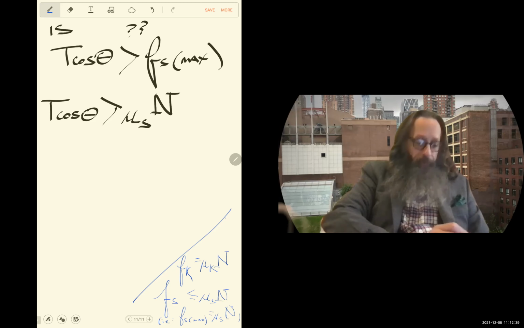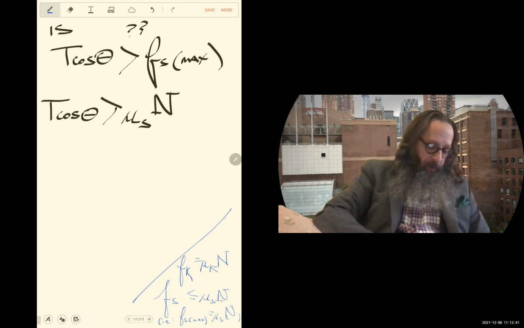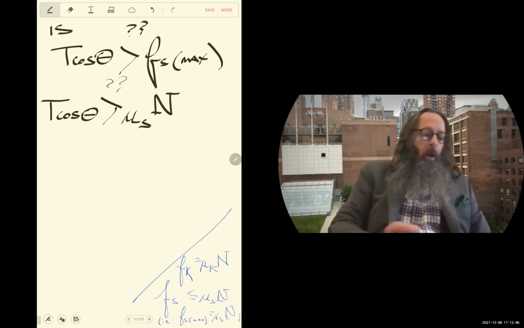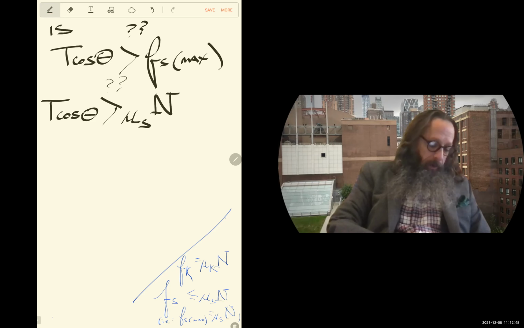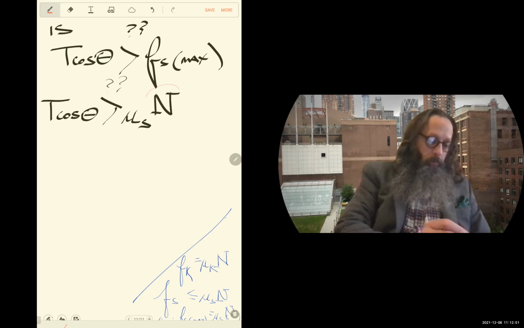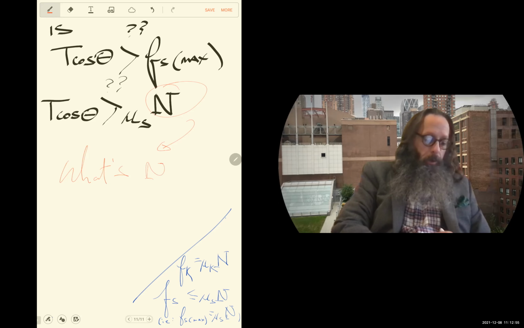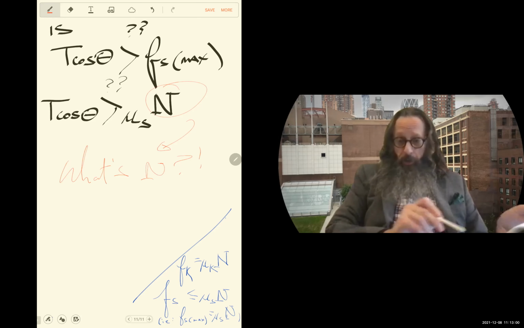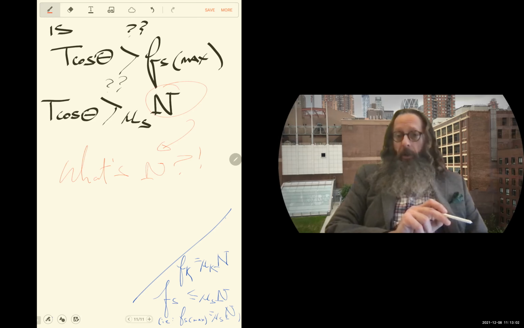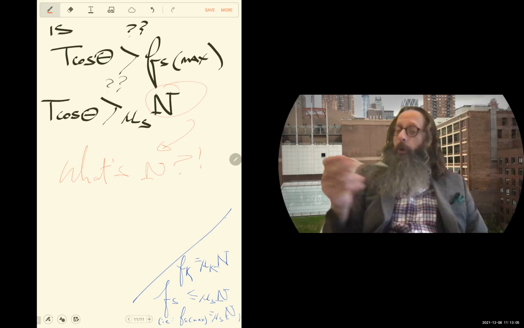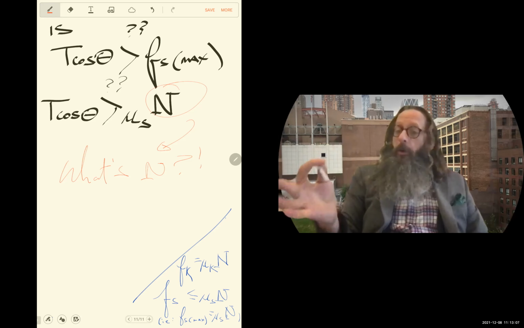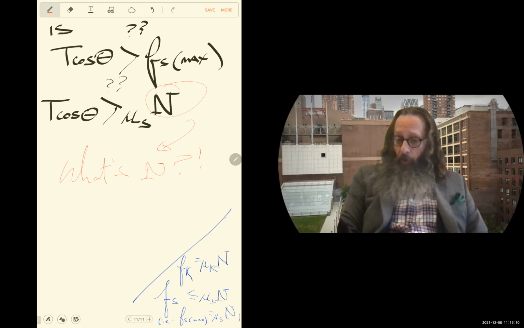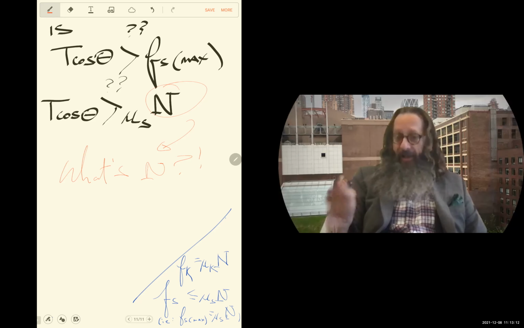T cosine theta is, the question is, is it greater than or not mu times the normal? But now the question is, what is the normal force? Notice in order to do what I'm doing right now, I'm looking at the horizontal axis. What is the normal force? Well, I don't know. There's no formula for it. There's no law that the normal force ever has to be anything.